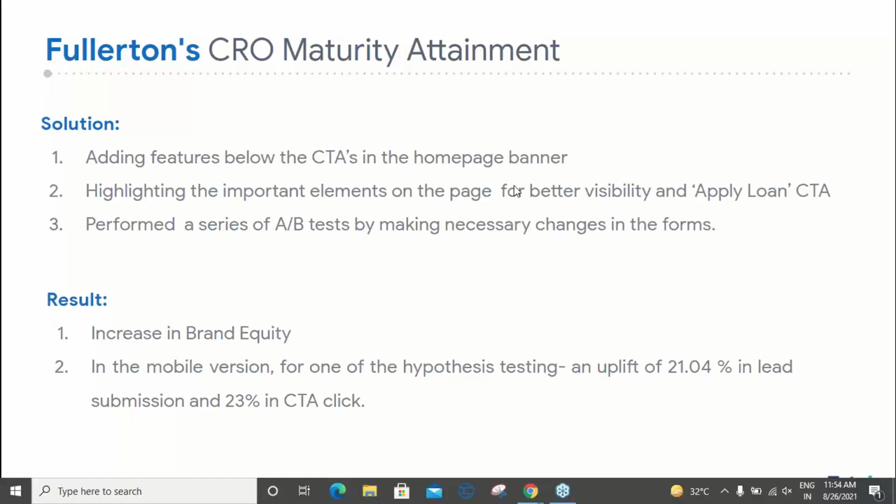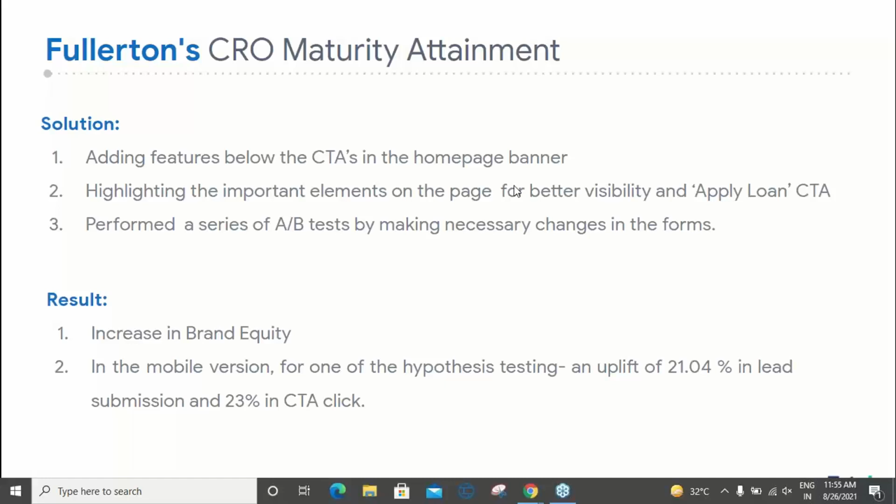The interesting part was we did two tests on this, one on desktop and one on mobile. In the mobile version, our hypothesis actually gave an uplift of 21% in lead submission. So from the current version, we got an uplift of 21% in lead submission, and 23% more people clicked on the CTA.